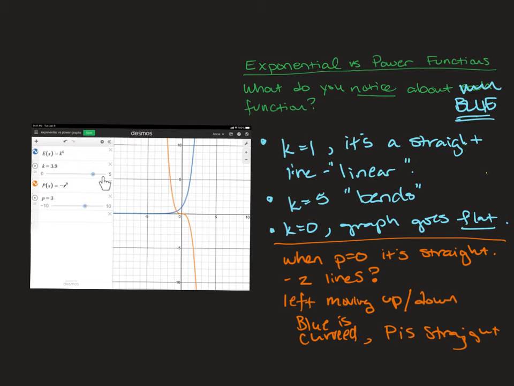I had you guys play with a graph that looked kind of like this, and we all just kind of noticed things about them. Y'all said if k was 1 here, this would be a straight line, that it bends sometimes. At k equals 0, the graph goes flat for the orange one. Sometimes we got 2 lines. The left side was moving up and down. So play with this graph. There's a link that you guys can actually go back to.